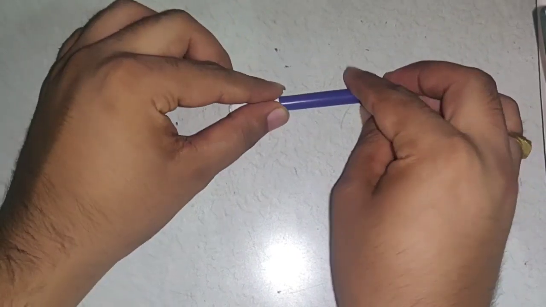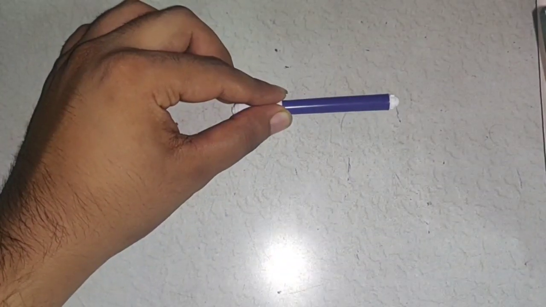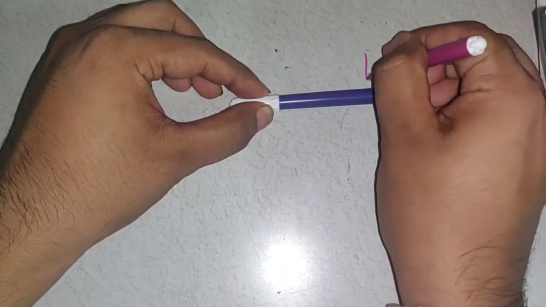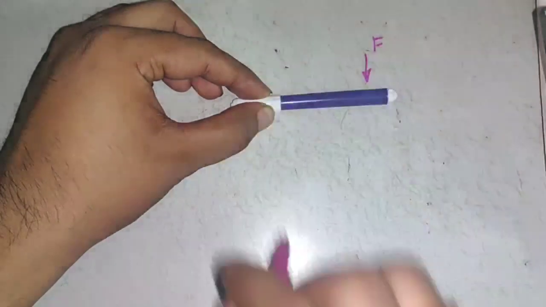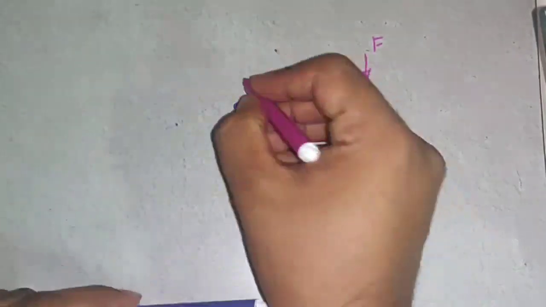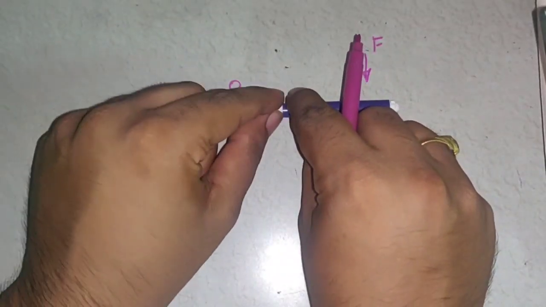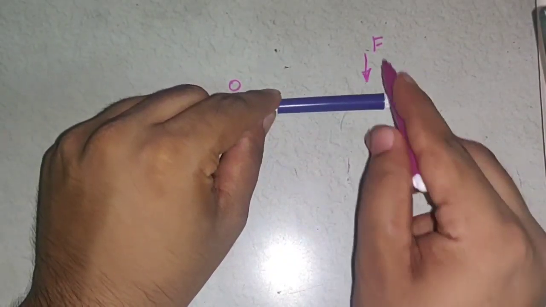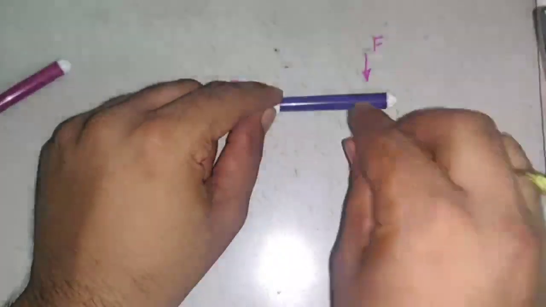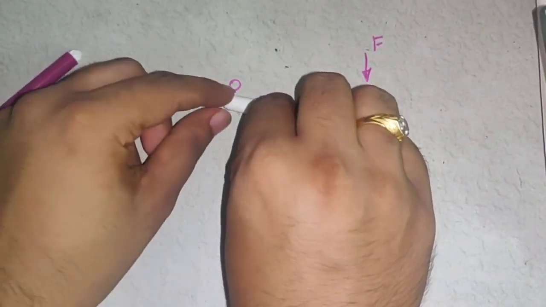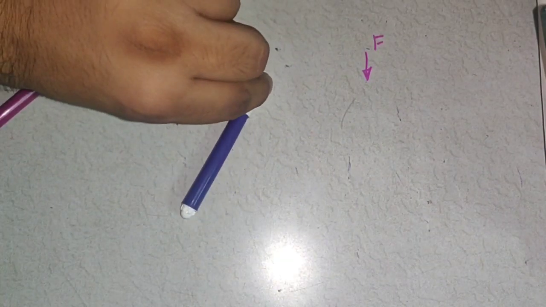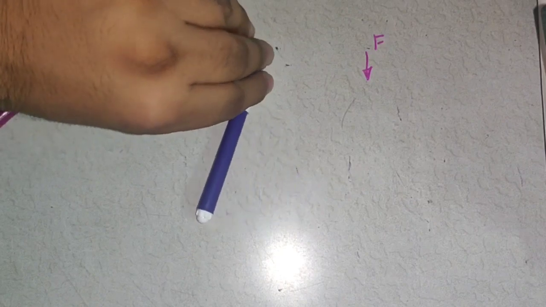About this point I'll apply a force. Look here very carefully. The force on this object is acting like this. This is the point O, and the force is acting downwards. Now because of this force, how will this object rotate? This object will rotate like this, about point O.